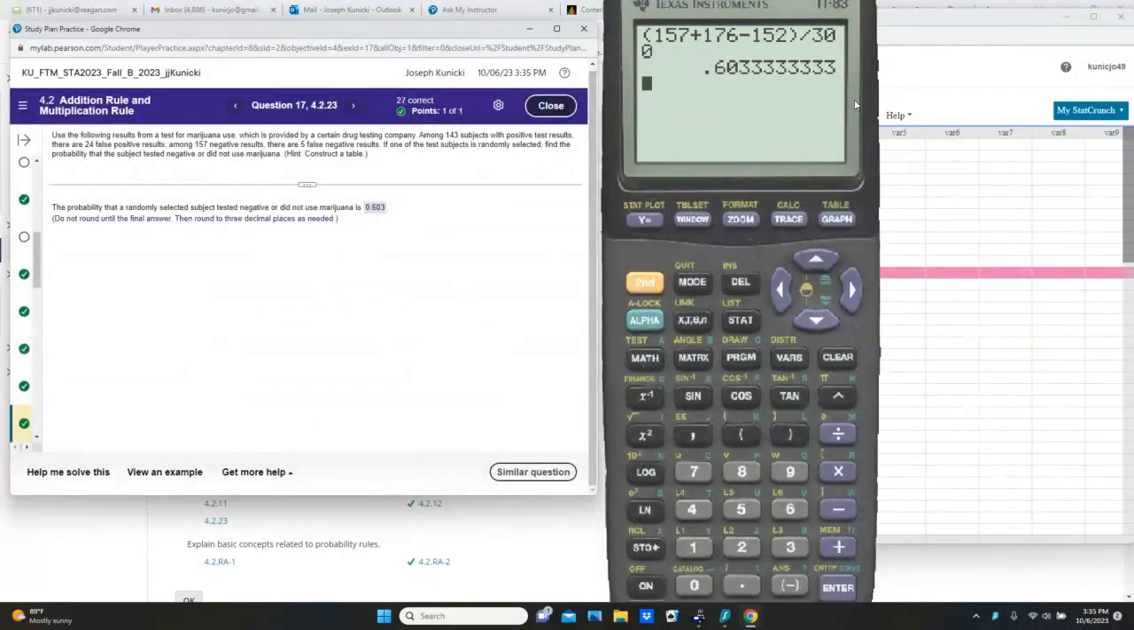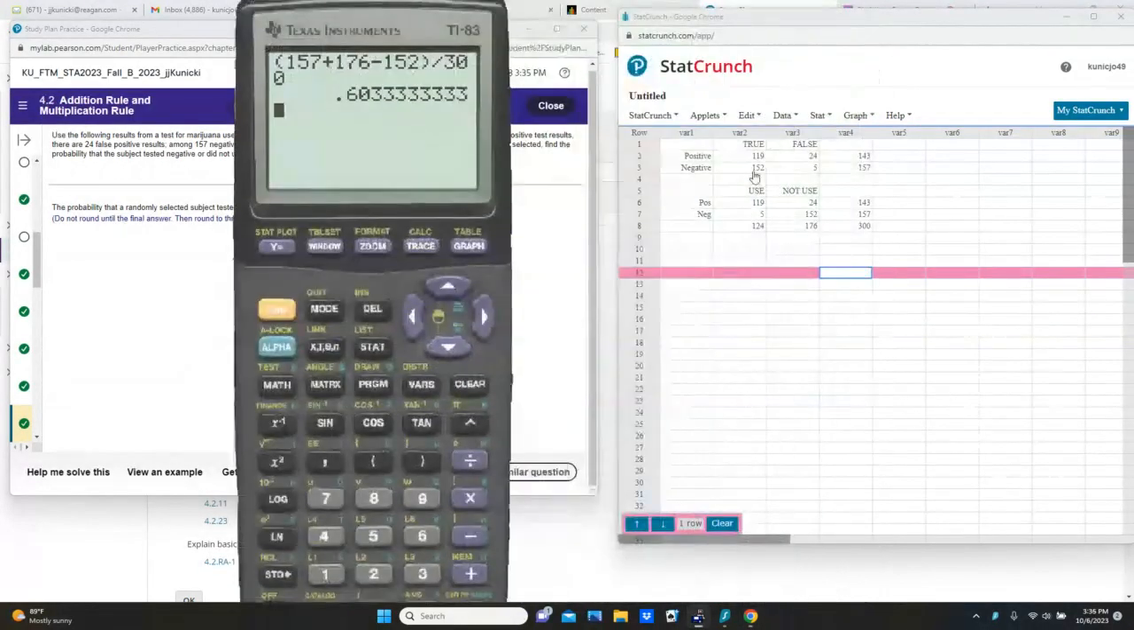So you see, we had to construct a table, but the original table didn't tell us anything about use and not use, and it gets really confusing if you just try to do the numbers on the side. So we recreated the table, but instead of using true false, we used use, not use. So a true positive is a user, and a false negative is a user. You see the 119 and the 5 line up for users.